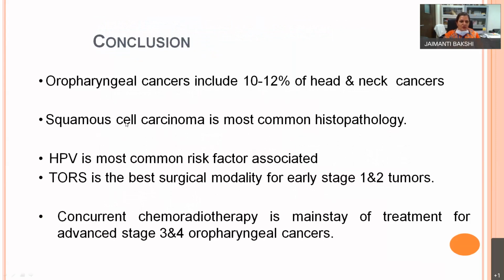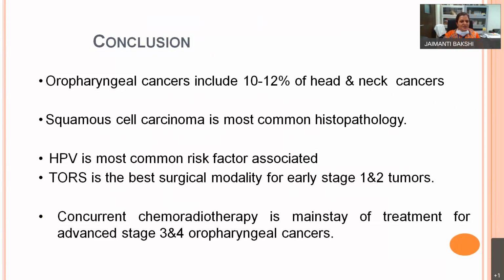In conclusion, the oropharyngeal cancers include 10 to 20% of head and neck cancers. Squamous cell carcinoma is the most common histopathology in the oropharyngeal cancers. HPV is the most common risk factor associated with oropharyngeal carcinoma, and we should rule out HPV association by P16 immunohistochemistry in patients with oropharyngeal cancer.